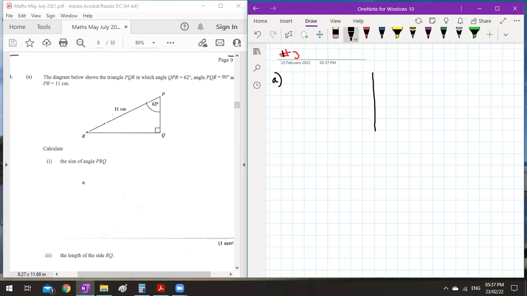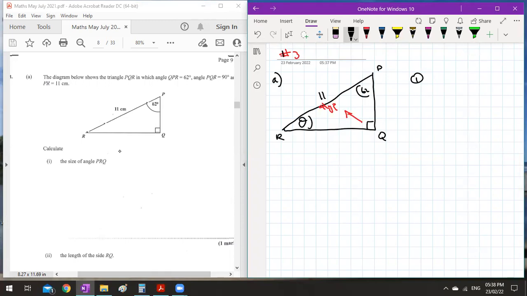Just for reference, I'm going to draw the diagram. You don't need to draw the diagram in the exams, because I write it on the paper. 11, 62, P, R. Now this is the hypotenuse, because it's opposite the right angle. So part 1, calculate the angle of PRQ. So PRQ, that's this angle here.